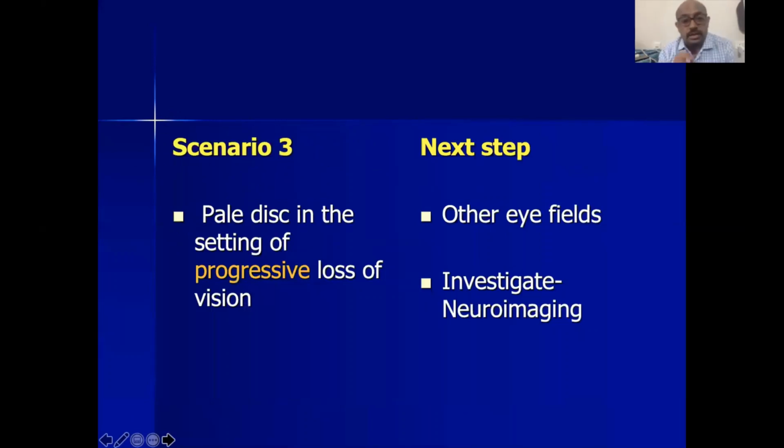So pale disc in the setting of progressive loss of vision, two important things: the other eye's fields. And whether the other eye's fields show an anomaly or not, if the patient says that he has a progressive loss of vision, it does not matter if in that eye the patient has an optic atrophy, the patient should get neuroimaging. Because with a progressive loss of vision, there can be a compression which is now expanding, and you can treat it.